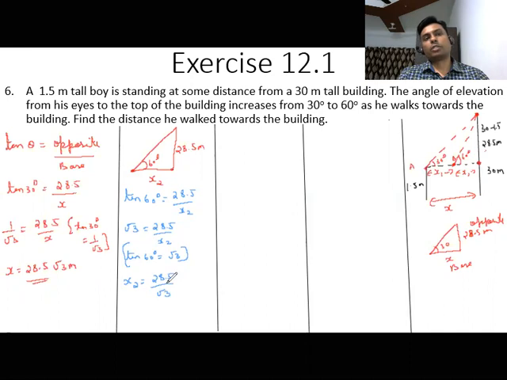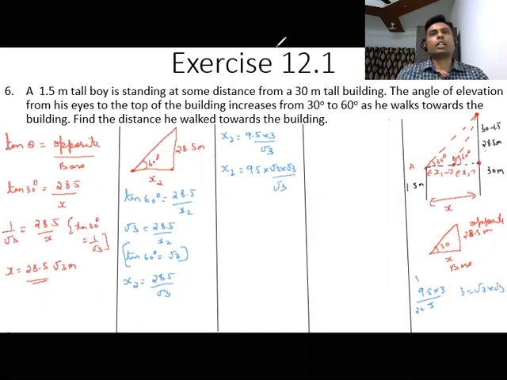This 28.5 by root 3, I need it in the form of root 3. So what I can do is, I can write 28.5 as 9.5 into 3, correct? 3 5s are 15. 3 9s are 27, plus 1, 28.5. So I'll write x2 as 9.5 into 3 divided by root 3. Now we all know how to write 3 as root 3 into root 3. So 3 is root 3 into root 3, divided by root 3. Now here you will notice one root 3 will get cancelled. x2 is 9.5 root 3 meters.